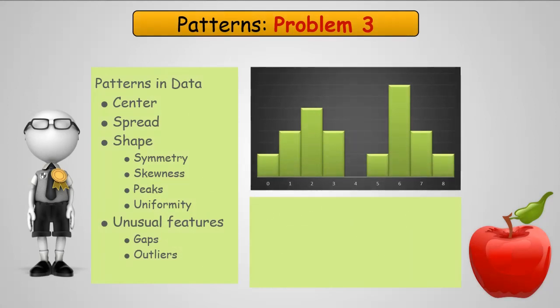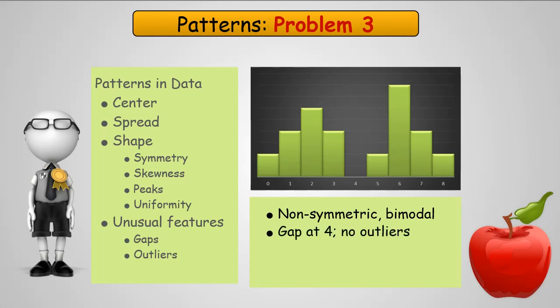And let's try just one more. Looking at this chart, I can see that it is non-symmetric and that it is bimodal. I've got multiple peaks. I see there's a gap in observation at 4, and with no outliers visible, my range is from 0 to 8, and it appears to be roughly centered at 4, despite the fact that there are no observations at 4. So again, I can draw lots of information by simply looking at a histogram of my data.